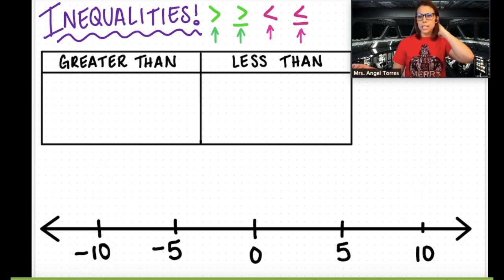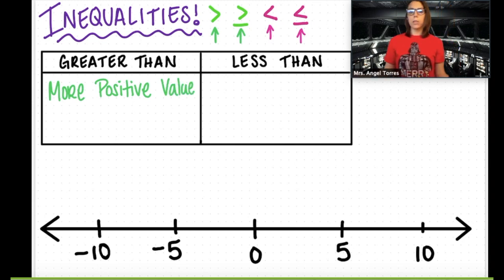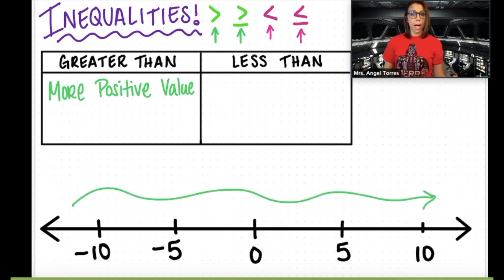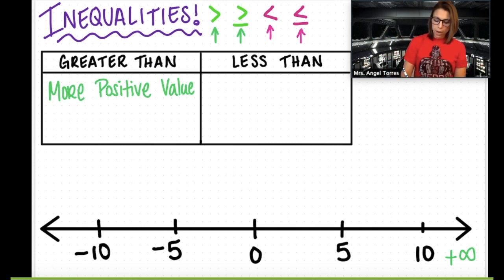So then what does greater and less than actually mean? Well, greater than has to do with the placement of numbers on a number line. Greater than means to be more positive or to have more positive value. So what does that look like on a number line? Well, as we move from left to right on a number line, our numbers become more positive because they're approaching the greatest possible number, which is positive infinity. That's the greatest possible number that we can conceptualize. So another way to think of greater than also could be to the right on a number line.